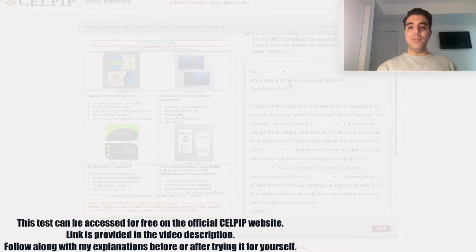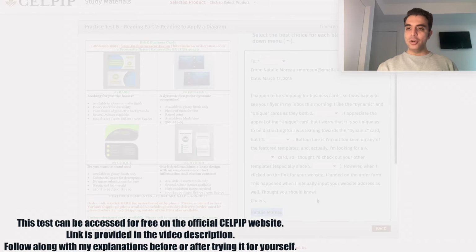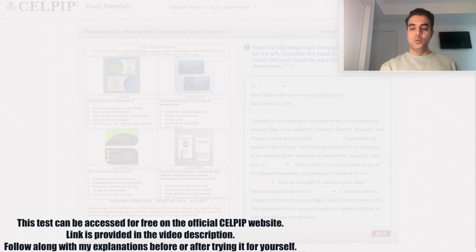This is something we did in the previous section, and we're going to do this again, okay? So as you can see, we have a to, from, and date line. And we know that this email is written by a Natalie Moreau, okay? And the signature also confirms who the sender is. But we don't know who they're writing to, and that's actually question number 1, right? I'll show you how to find clues and evidence to find the answer. But for now, we're trying to get a general idea of what this email is about.